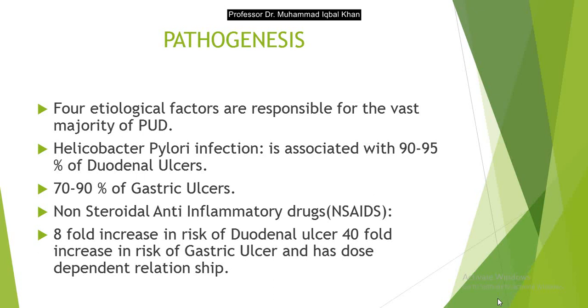Non-steroidal anti-inflammatory drugs: yes, they have a proven role. People who are on non-steroidal anti-inflammatory drugs are prone to develop peptic ulcer disease. There is an 8-fold increase in the risk of duodenal ulcer and a 40-fold increase in the risk of gastric ulcer, and it has a dose-dependent relationship. What is a dose-dependent relationship? Once you stop those medications, the disease will not progress, but whatever damage it has done to the mucosa will remain.